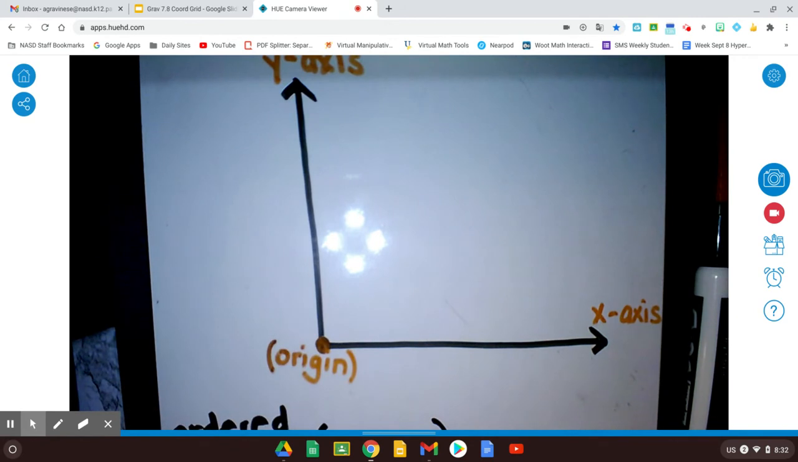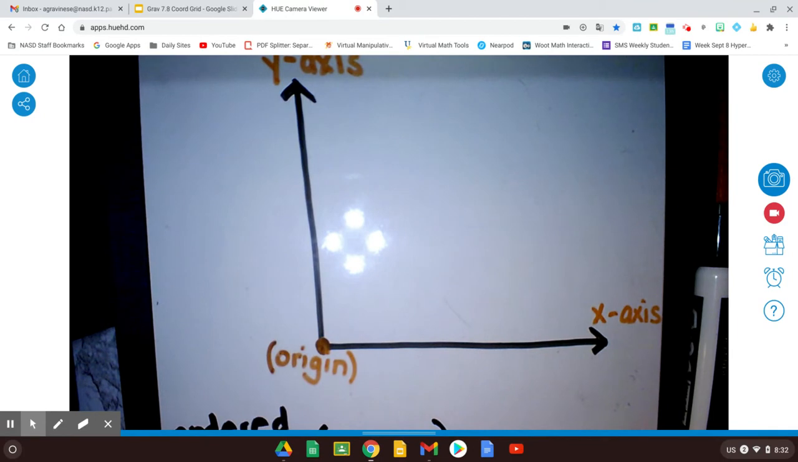Now, you might see the word origin and think of the word original, originate. That's because they're all similar words. They all mean the beginning, the starting point. So the origin is where we will start when we graph on the coordinate plane.